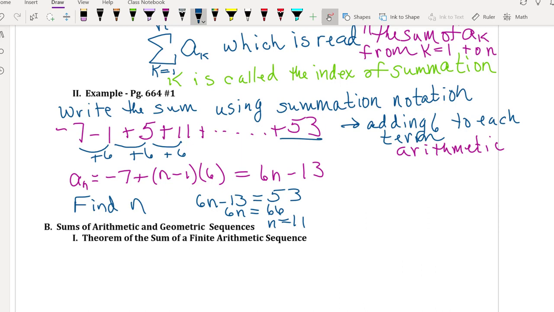So now we can write our summation. Our summation will look like this. So we're going to start from k equals 1. And now we know our n is 11. And our a sub k is our 6k minus 13. And that's going to be our answer.